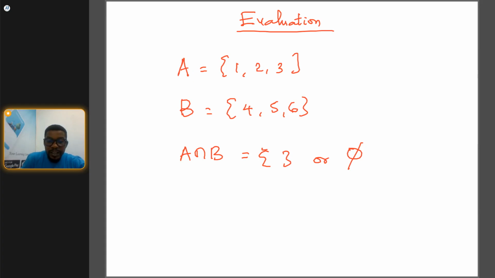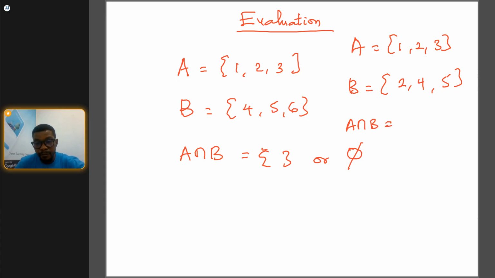Okay. What if I change it and say A equals 1, 2, 3, and B equals 2, 4, 5. What is A intersection B? 2. Great. So if A intersection B equals 2, what type of set is A intersection B? If A intersection B is equal to the set 2, what type of set is that?